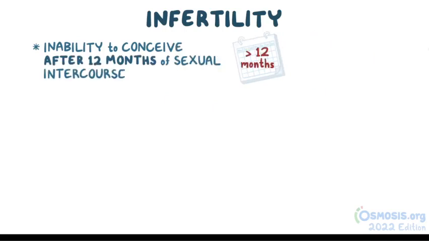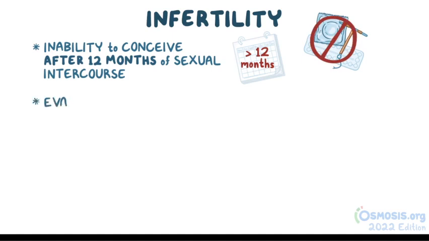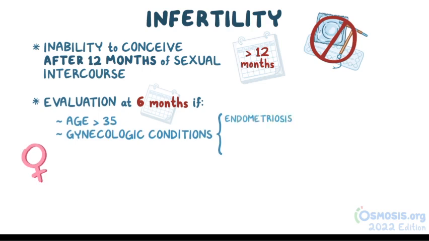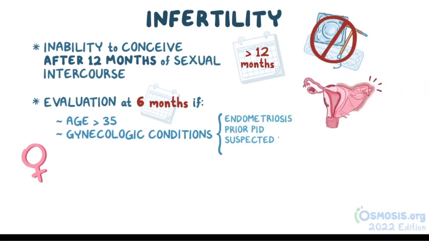Infertility is classically defined as the inability of a couple to conceive after 12 months of sexual intercourse without using contraception. Sometimes the evaluation for infertility begins at 6 months, depending on female and male factors. Female factors include age over 35, other gynecologic conditions like endometriosis, prior pelvic inflammatory disease, or suspected uterine pathology, like in women who have undergone uterine surgery in the past.